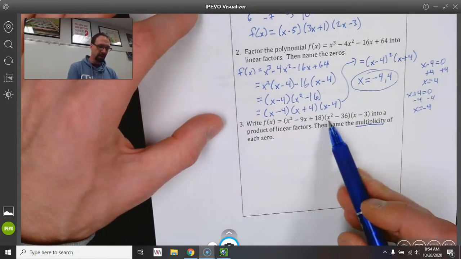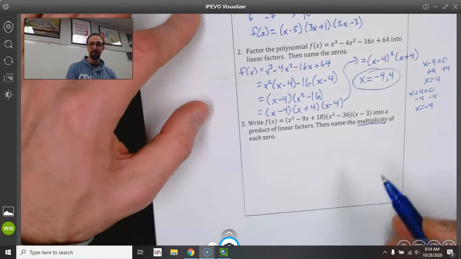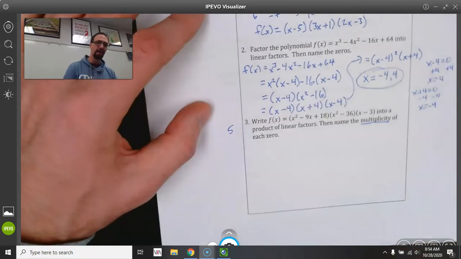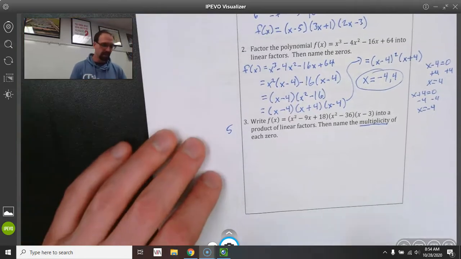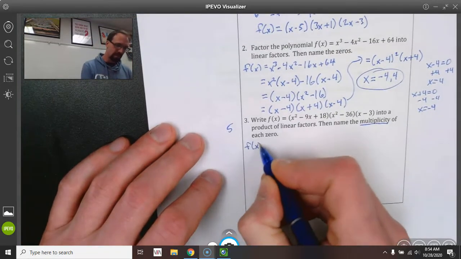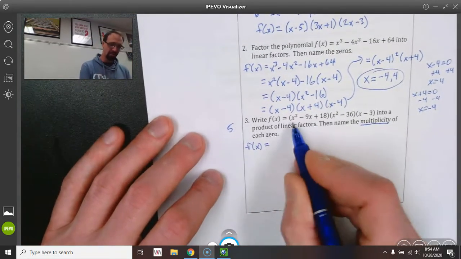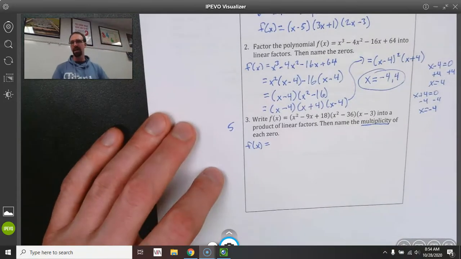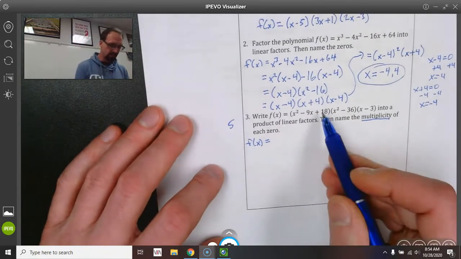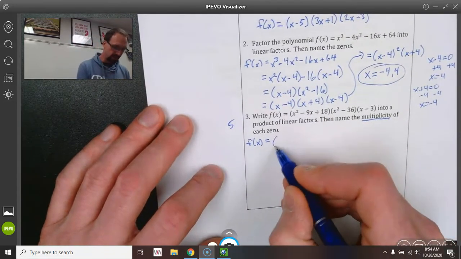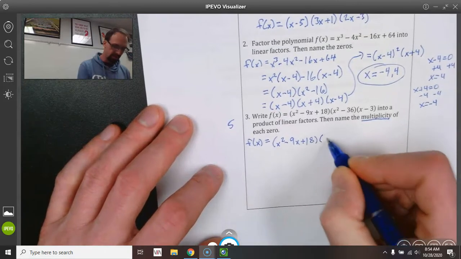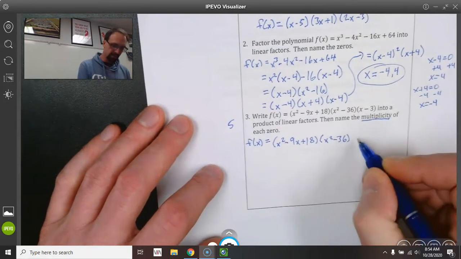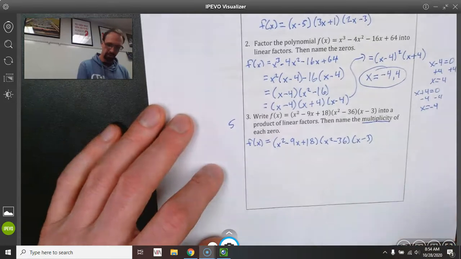This one, x squared and x, this would be a 5th degree polynomial. So when we get done, we should have the multiplicities of everything, and all our zeros should add up to 5. Let's verify. So with this one, I can actually factor x squared minus 9x plus 18 using the methods that we talked about previously. This one's actually very nicely factorable. X squared minus 36 is also a difference of squares.